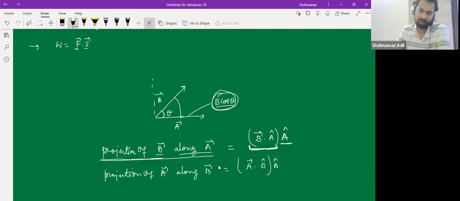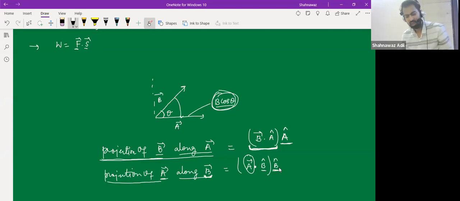Okay. So just remember that whenever I want to calculate the projection of something along, let's say, B or A, the direction would be in the unit vector form and the projection would be in the vector form. And the direction would be along whatever you want to calculate. If I want to calculate along B, the direction would be B hat.